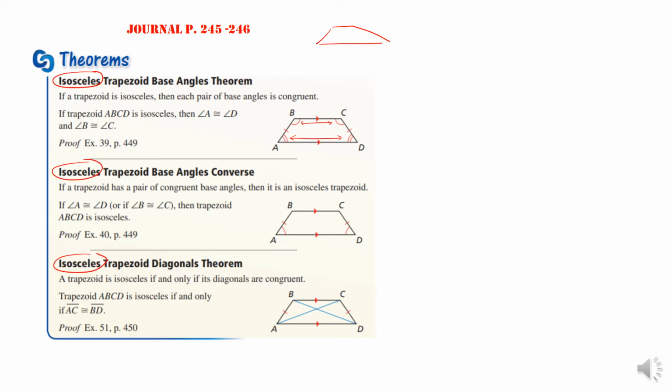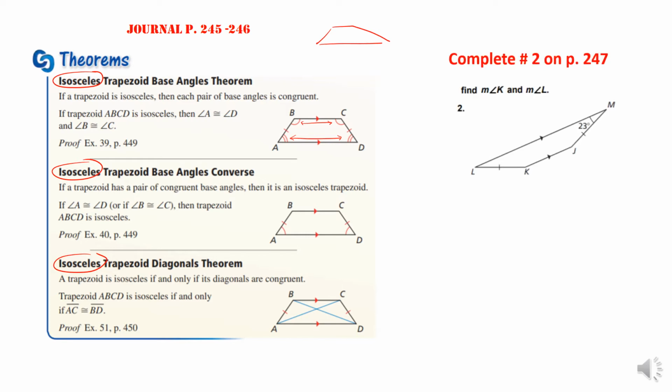The isosceles trapezoid base angle converse: if a trapezoid has a pair of congruent base angles, then it is an isosceles trapezoid. The isosceles trapezoid diagonal theorem says a trapezoid is isosceles if and only if its diagonals are congruent. So if and only if. If the diagonals of a trapezoid are congruent, then it's an isosceles trapezoid. So it goes back and forth. Okay? That's what we just learned about.